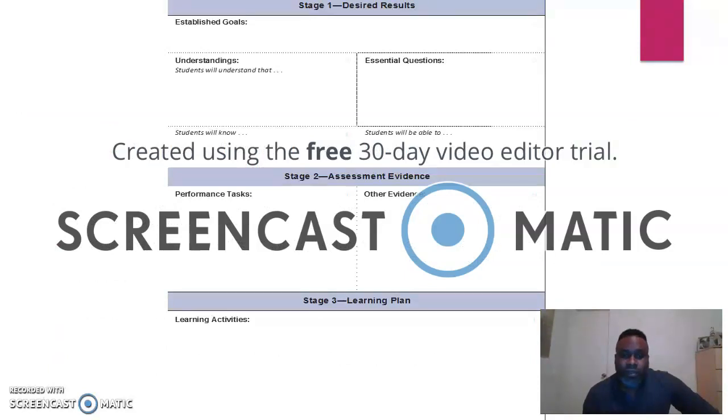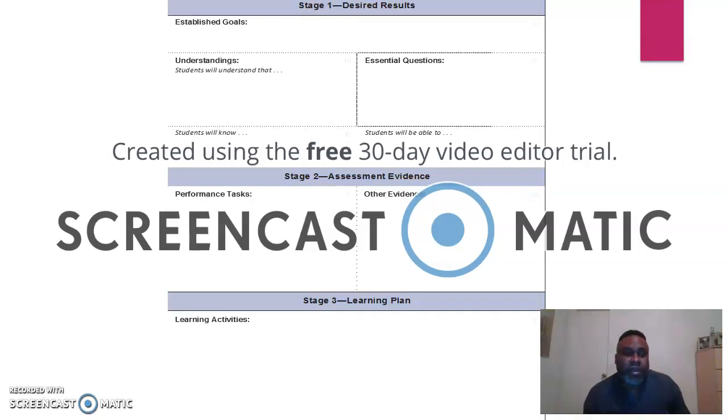So throughout the year, what you're going to use is a template that pretty much allows you to build or unpack the standard and go through the assessment evidence and what the learning activities will be. So you have all three stages laid out for you, and you'll have copies of this all throughout the year. We'll make sure that this is available for you to use.